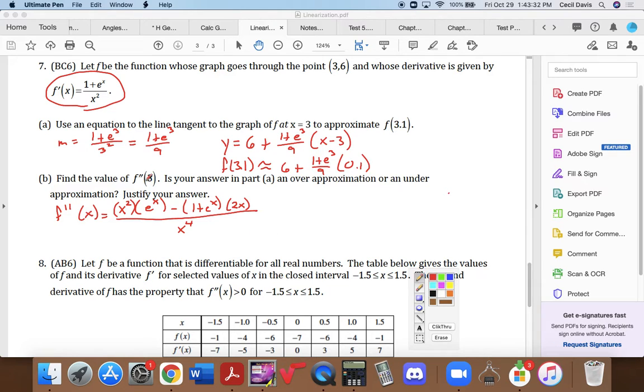The other thing is that you can do this without doing any of that. Why? Because it gave you f prime and it asked you for its derivative at 3. So we have a function and we want its derivative at a point. That's the numerical derivative. You can just do that straight up on your calculator.